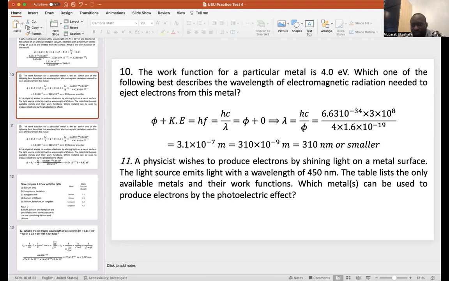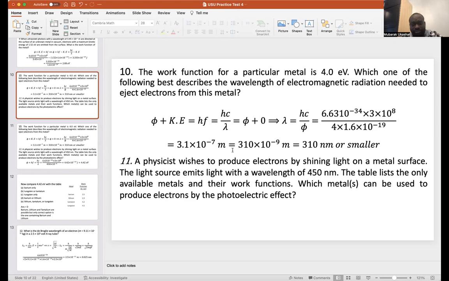So hc over work function is our lambda. And from here, we get the lambda to be this. So this is the wavelength you need. If you increase your energy, your wavelength gets shorter. So you need this wavelength or a shorter wavelength, which means more energy. If it was frequency, you need the frequency for the work function or a higher frequency, because higher energies correspond to higher frequencies, because of the inverse relationship between frequency and wavelength.